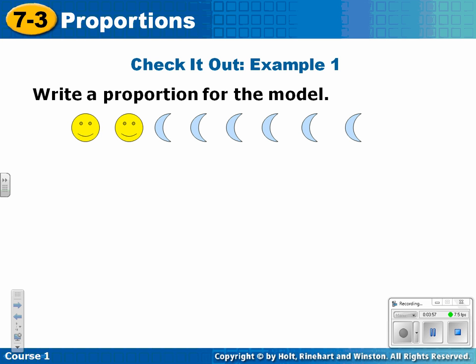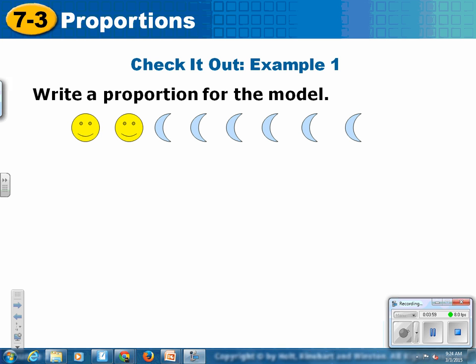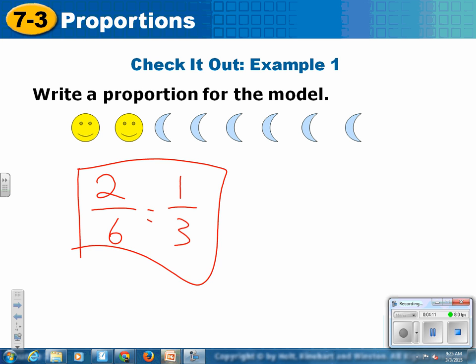Whiteboards. Do it. So you get 2 to 6 equals 1 to 3. That's a proportion. You need to have 2 ratios with an equal sign in between.